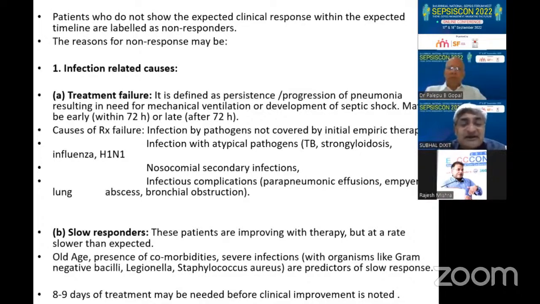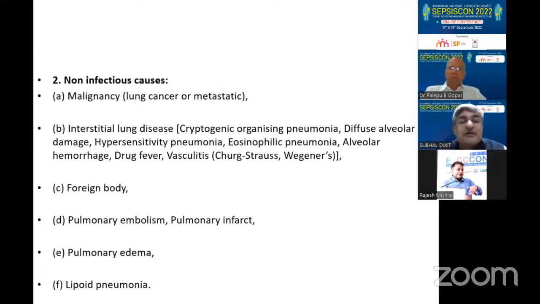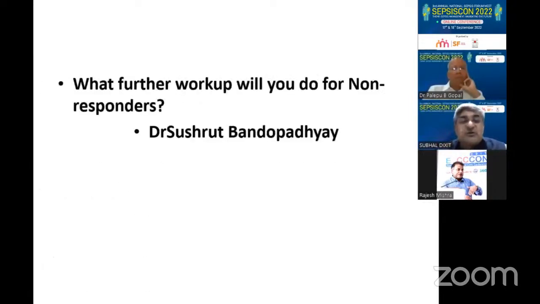Certain patients are slow responders, that is, these patients improve with therapy, but the rate is very slow, especially in those patients with comorbidities or the senior citizens, or those with severe infections with Legionella or Staphylococcus, and about 8 to 10 days may be required for clinical improvement. But as you also rightly said, sometimes non-infectious causes, like those patients who have got malignancy, metastatic or lung cancer, those who have got a foreign body, or those patients with pulmonary embolism or infarction or lipoid pneumonia, are non-responders or very slow responders.